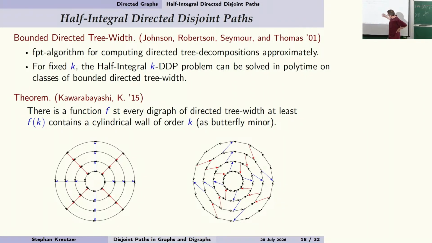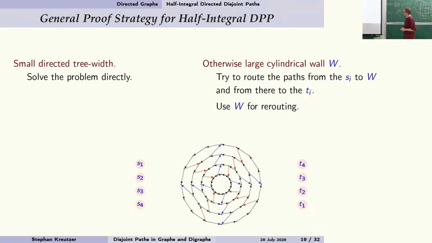And the idea was that such a thing should play a similar role to grids. So maybe we can delete vertices, we can use it to reroute. In particular, in the half-integral case, if you could route into such a thing and out of it, then maybe because you're allowed to cross, you could connect things in the grid. And this is the general proof strategy for the results that we've seen on the slides ago. You try to go from sources to this grid, and then from the grid to targets, and then try to reconnect in here.